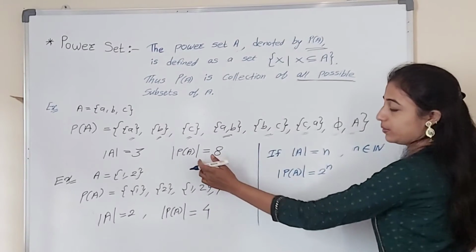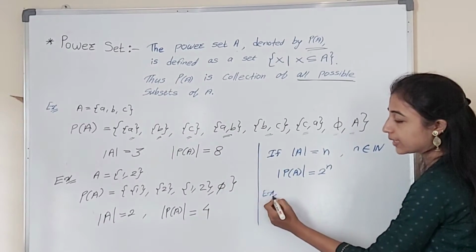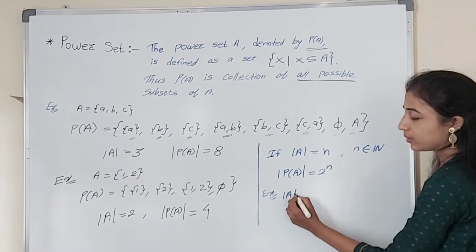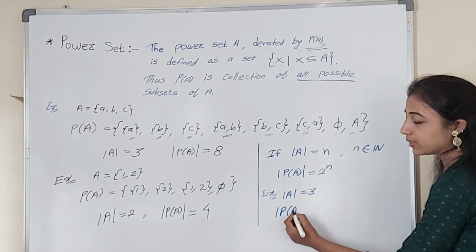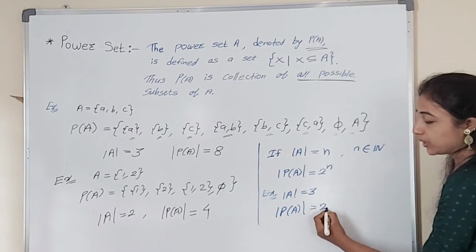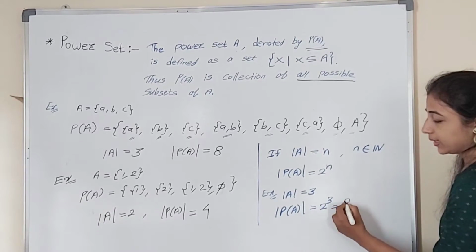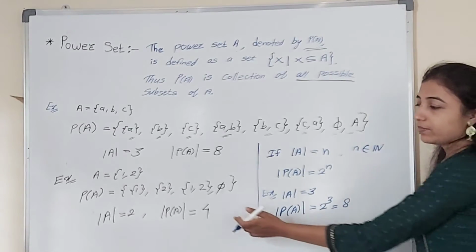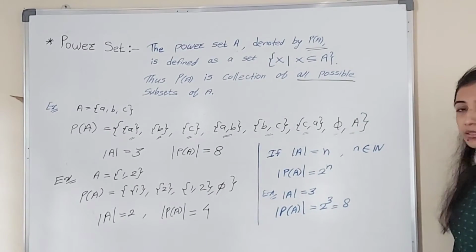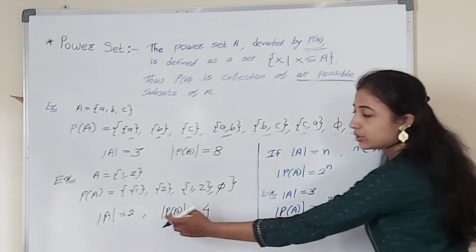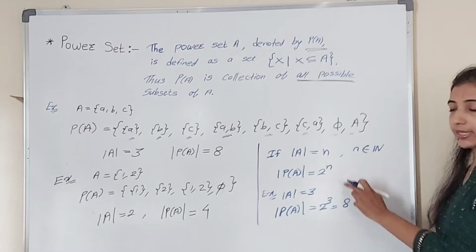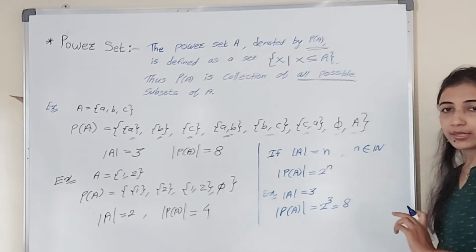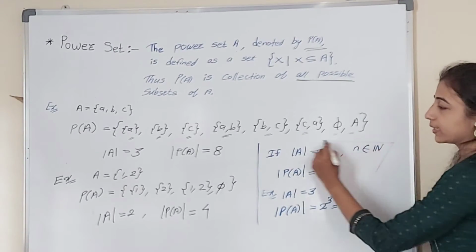Check this with the examples. First example, the cardinality of set A is 3, and if we find the cardinality of the power set of A, it is 2 raised to the power 3, that is 8. Similarly, for the second example, the cardinality of A is 2, and 2 raised to the power 2 is 4. That means it is clear. So you have to remember this formula.